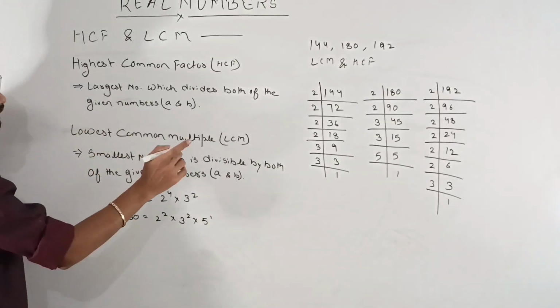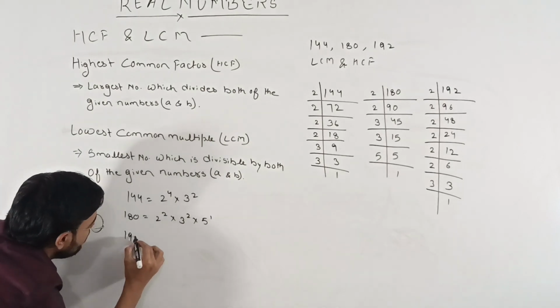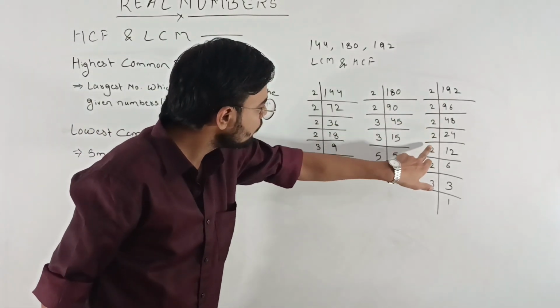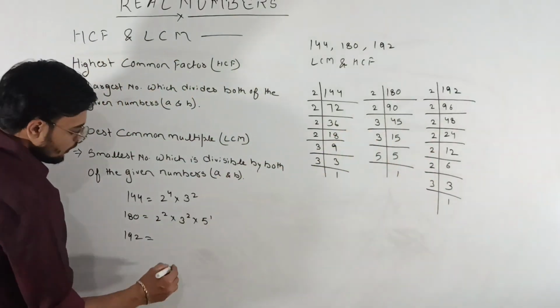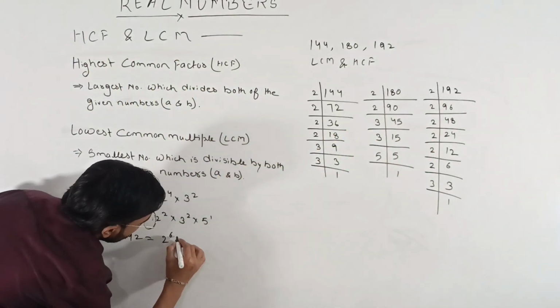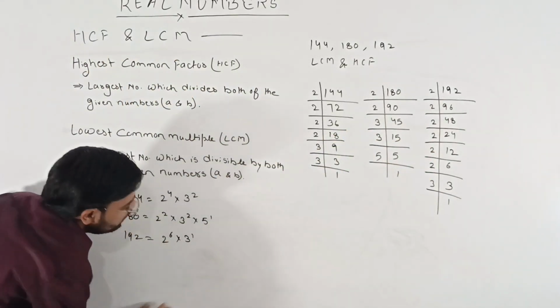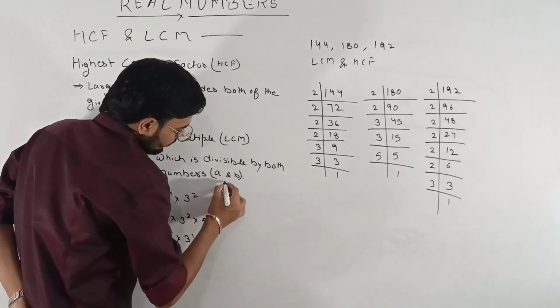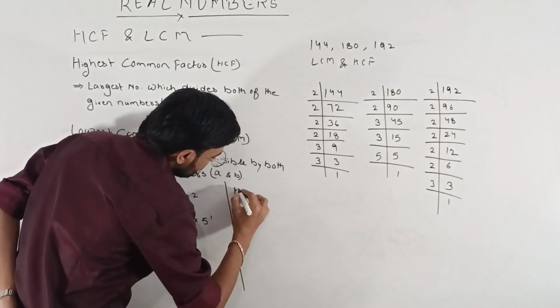Okay. Now for 192. How many times will 2 occur? 1, 2, 3, 4, 5, 6. 6 times 2. Then 2 to the power 6 into 3 is 1 time. Then 3 to the power 1. Now we find HCF and LCM.